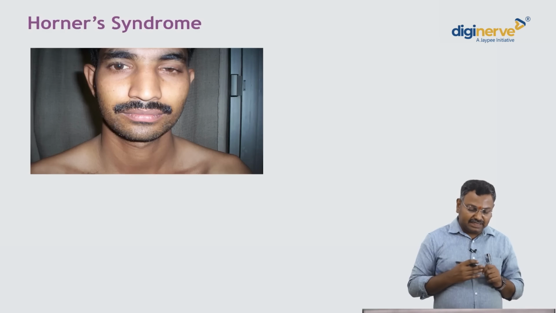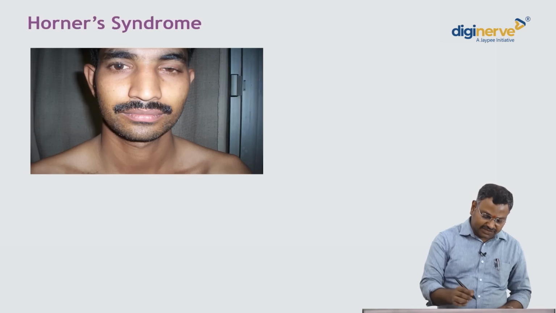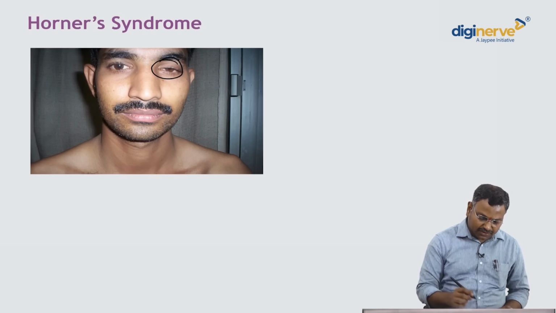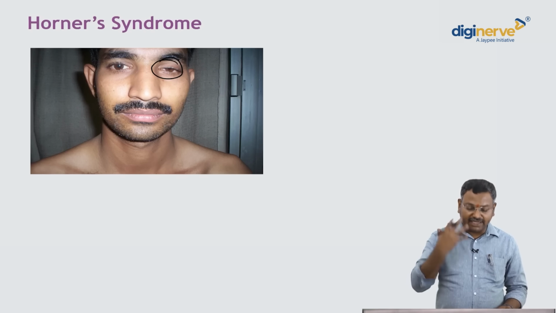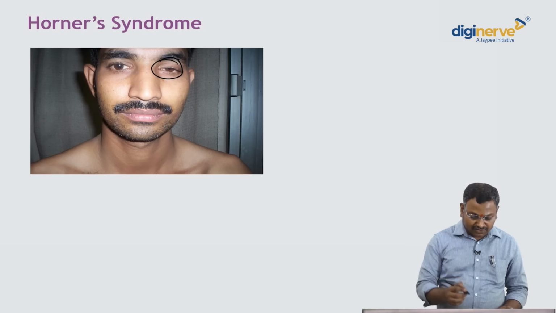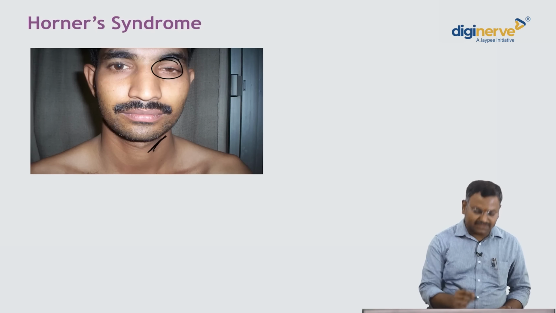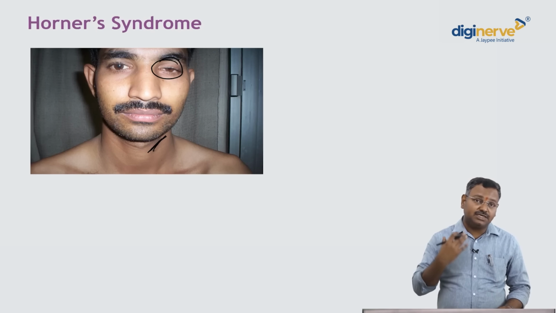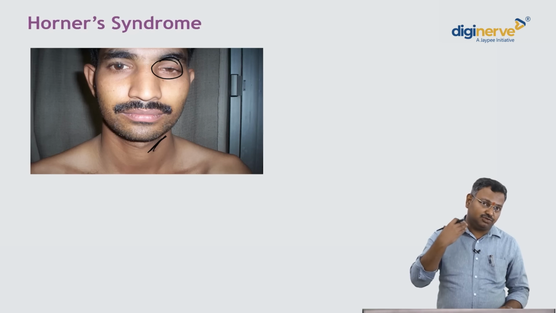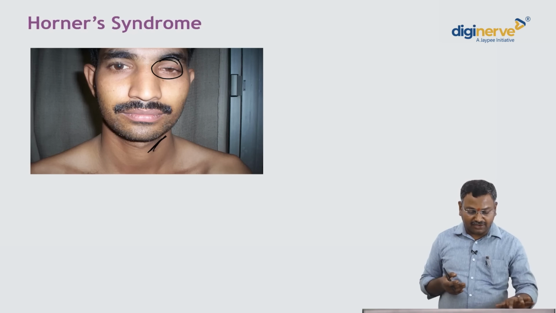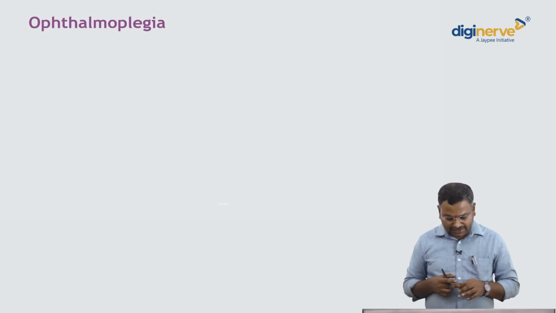So this is the classical Horner syndrome. You can see the left-sided Horner's: there is ptosis, miosis, and loss of sweating on that side. It's a peripheral Horner's. You can see that there is a scar here that has produced the Horner. It was cut above the superior cervical ganglion. So it is a peripheral Horner's that you have to see.